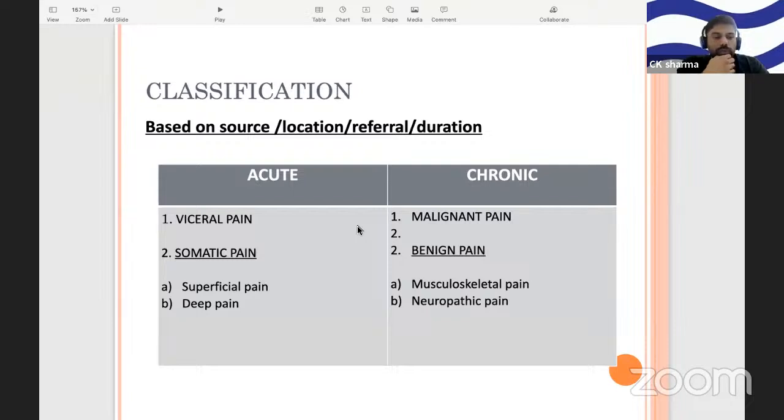Based on the source, location, and referral duration, pain is divided into two parts: acute and chronic pain. Our main area of focus will be acute pain. Acute pain is further divided into visceral and somatic pain, and somatic pain is divided into superficial and deep pain. While chronic pain can be malignant or benign pain, and benign pain can be musculoskeletal pain or neuropathic pain.